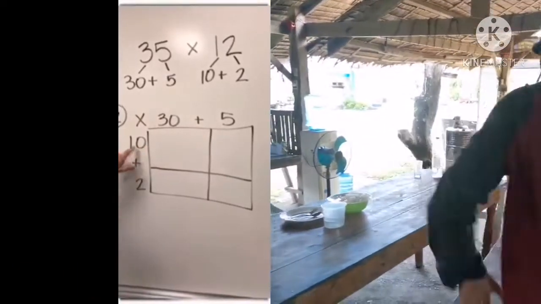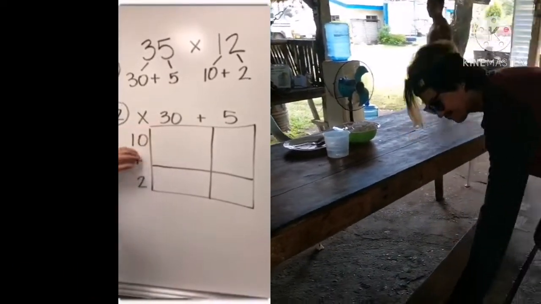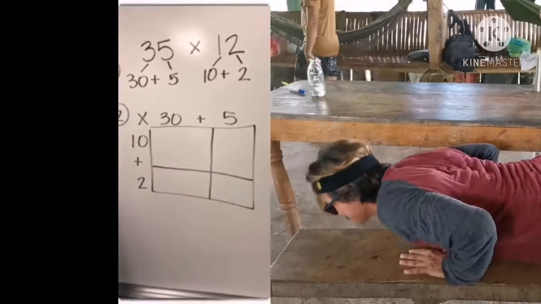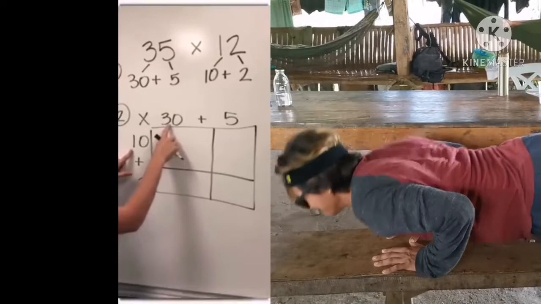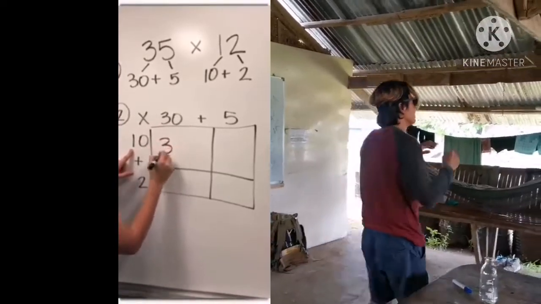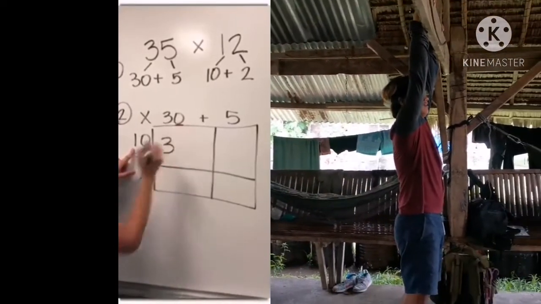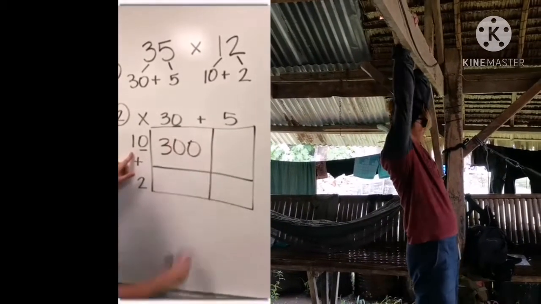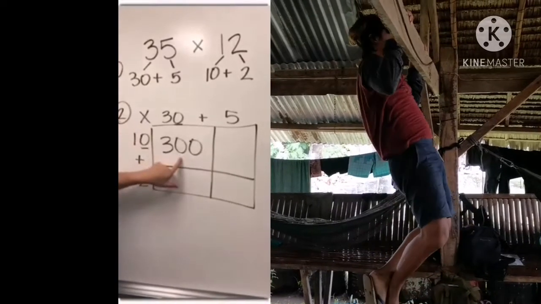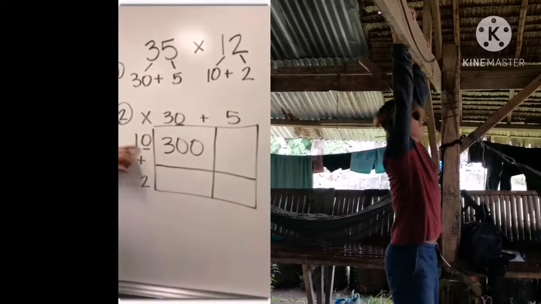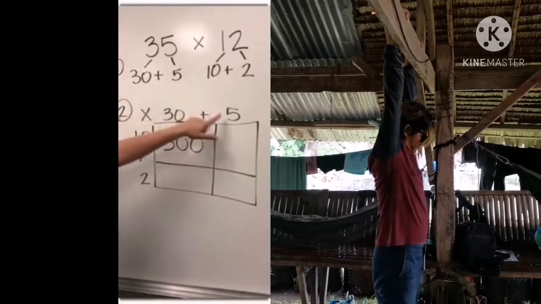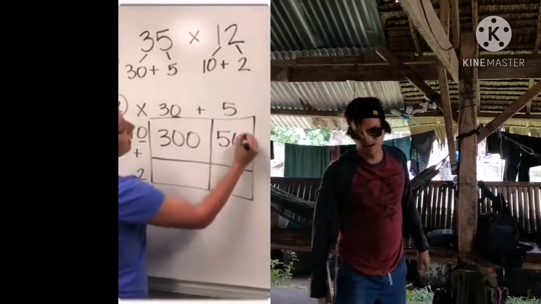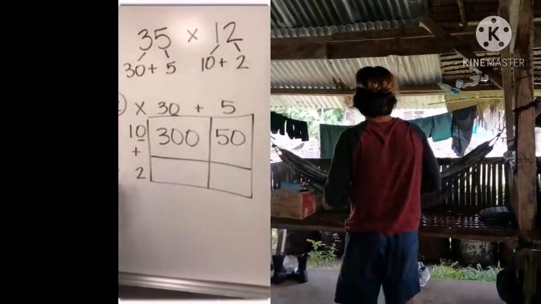So first, we're going to do 10 times 30. Sometimes it gets a little tricky when we have those extra zeros on there when we're multiplying by a 10. So I like to say 1 times 3 is 3. And how many zeros do we have? We've got 2, so we attach them to the end of the number. So 10 times 30 is 300. We did 10 times this, 10 times that. 10 times 5 is 50, so it goes in the first box, and then we do 2.